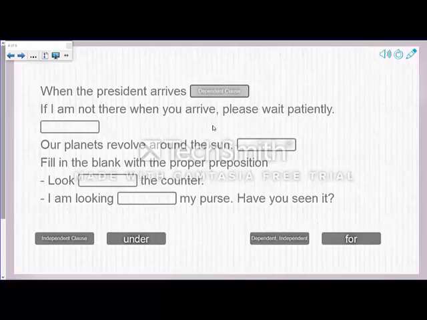Can I have Allie up here, please, to do number 2? If I am not there when you arrive, please wait patiently. This is a little more complex. It's a longer sentence and there's a comma present. So what do you think this one is? It is most definitely a complete thought, but what's going on here?